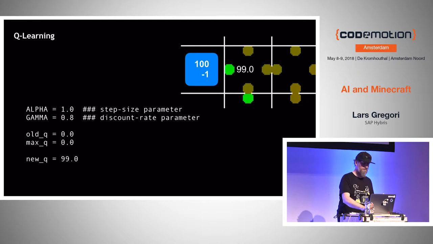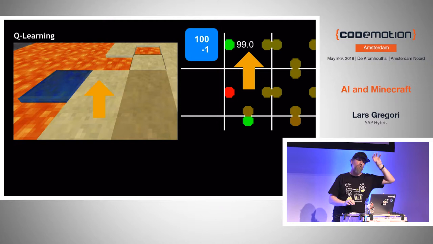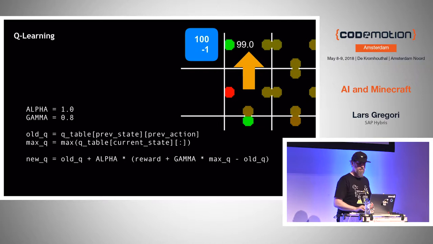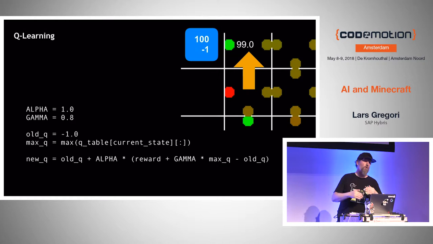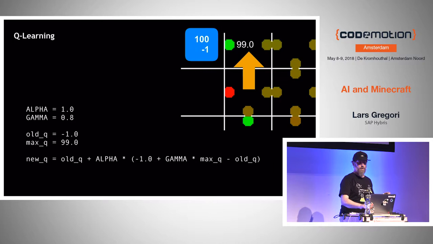Okay, one step before, so it learns this way, it stops, it starts again, and comes to the state from moving up to this field. So I have only these two examples, don't worry, I don't get to the end of this. So here's the same formula again. And this time the old Q was minus 1, because at the last time it was this one move. The maximum Q for the new field is 99. So that's the best it can get here. The reward is just minus one for the move.